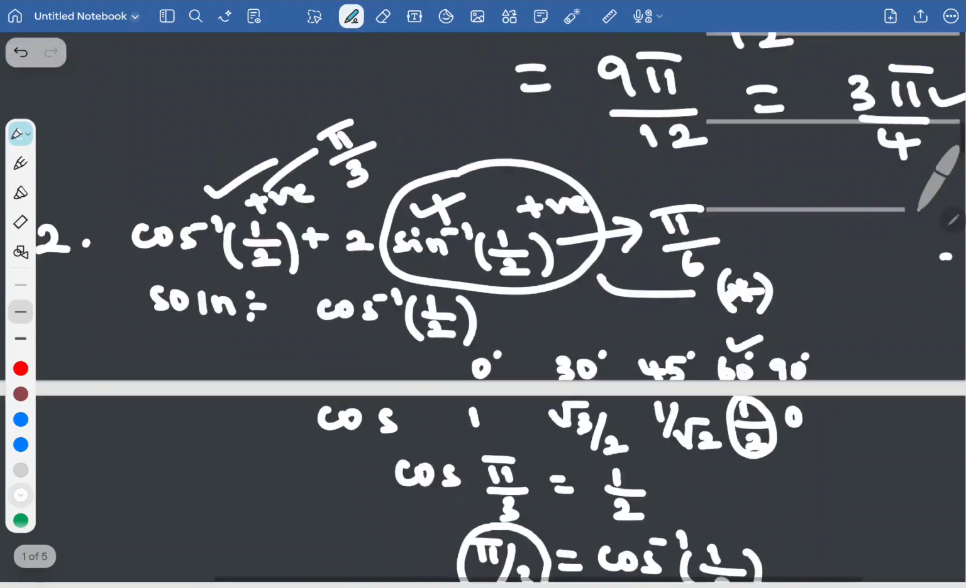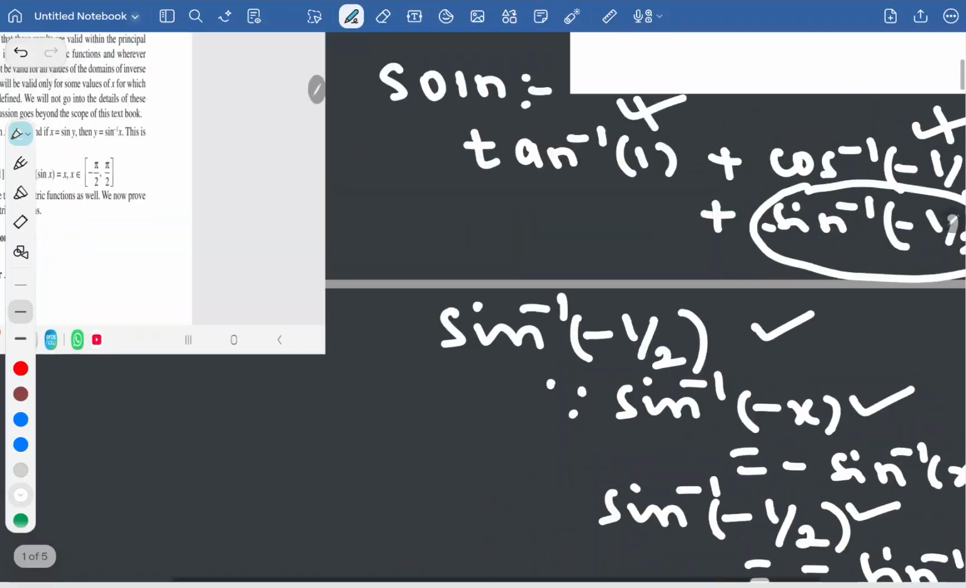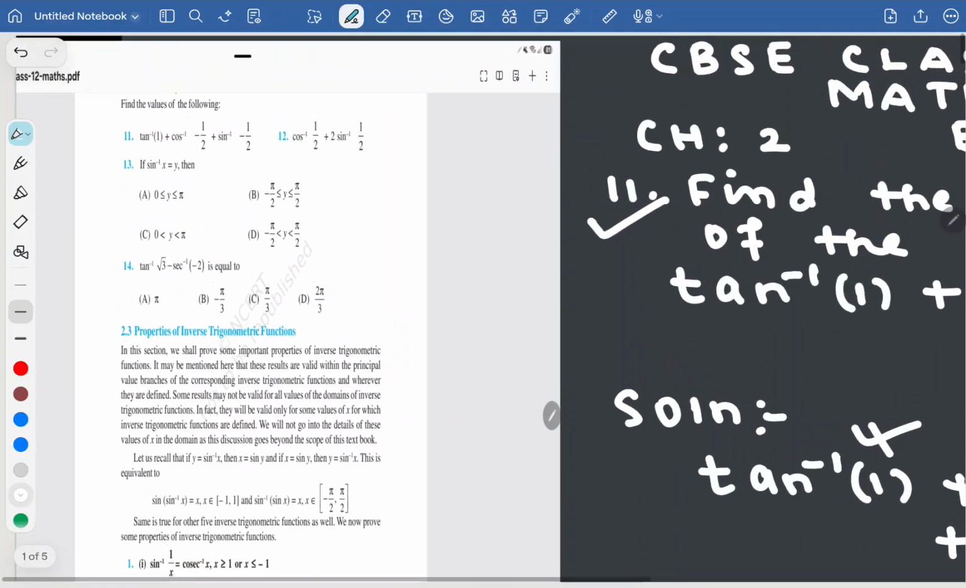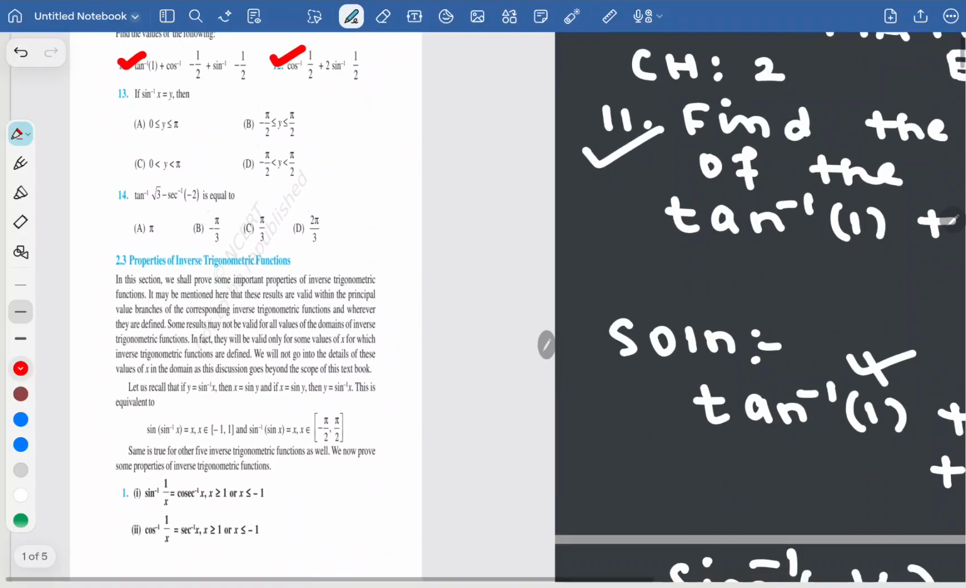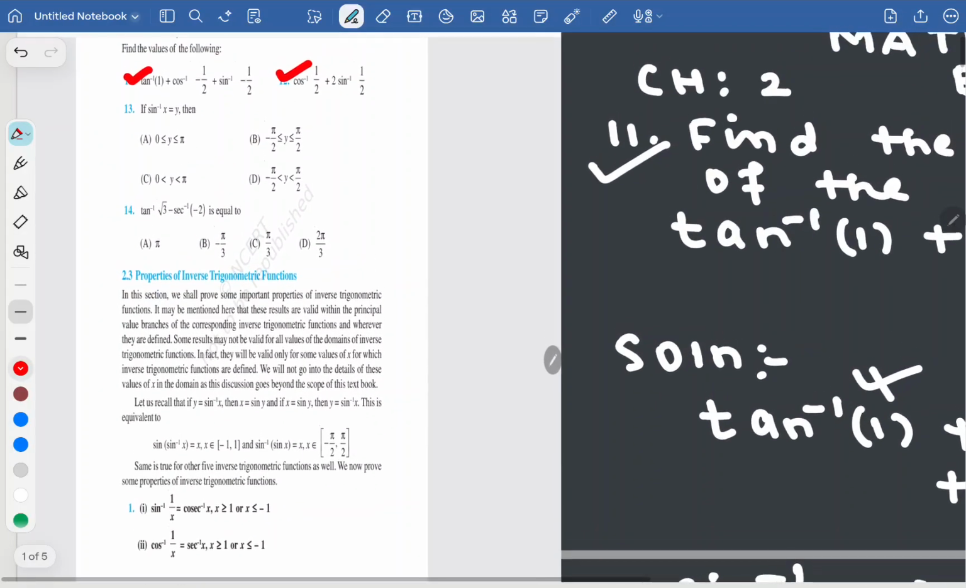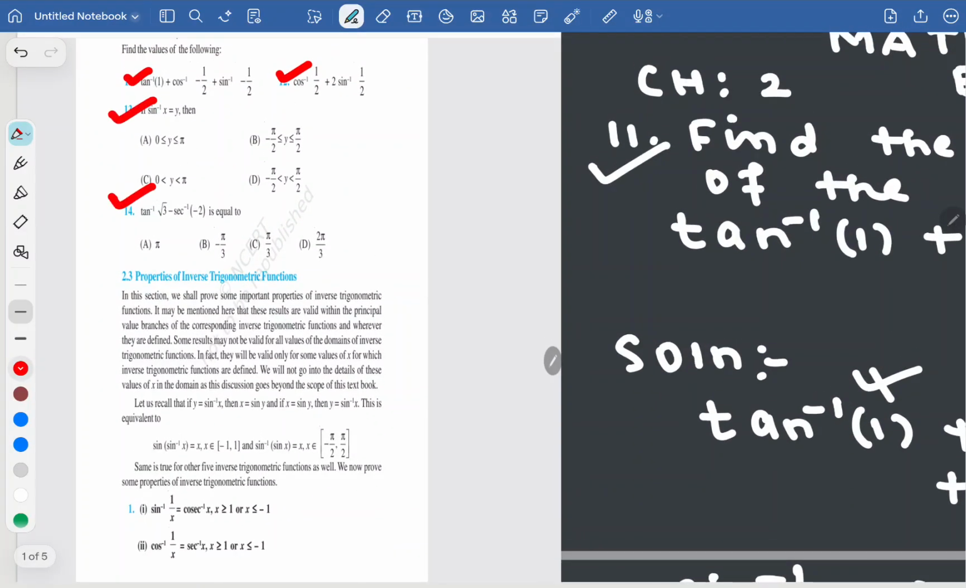This is the answer for problem number 12. I have completed the 11th one and the 12th one. The remaining two problems, 13th and 14th, are both choose the correct answer.